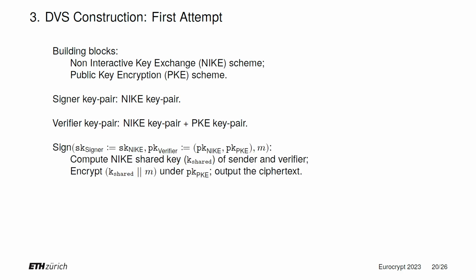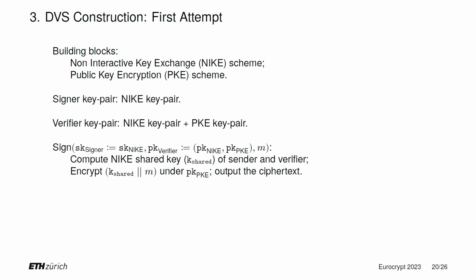To sign a message, the signer computes a NIKE shared key with the receiver, the verifier, and then encrypts this shared key concatenated with the message under the public key of the receiver. The ciphertext is just the signature.